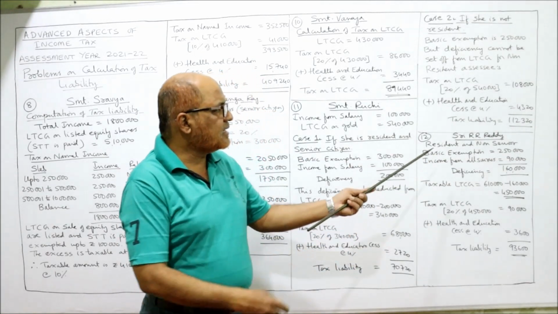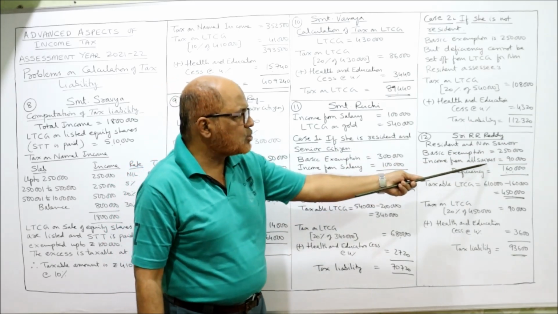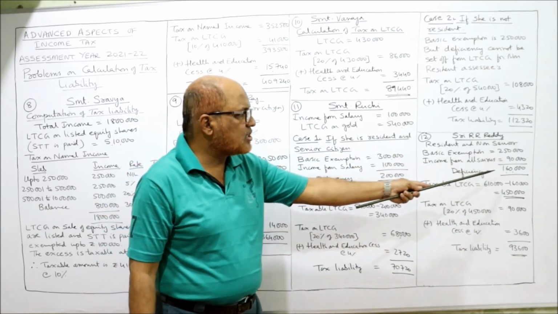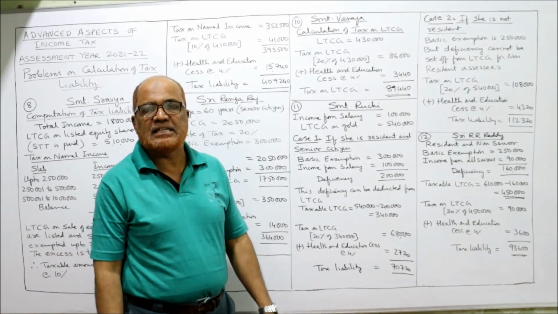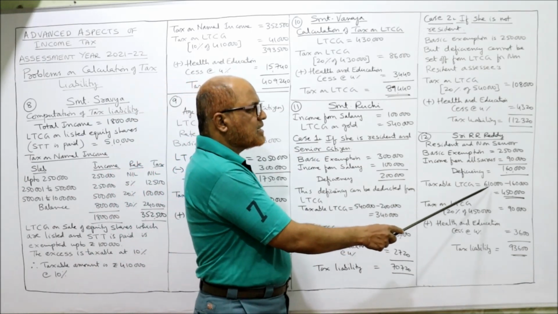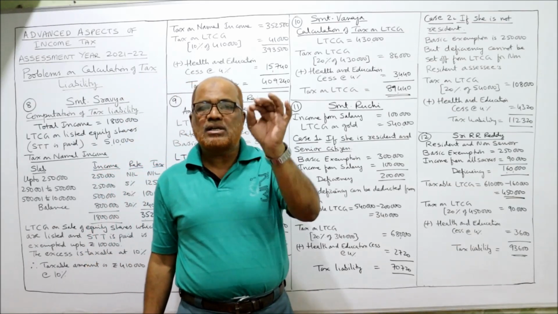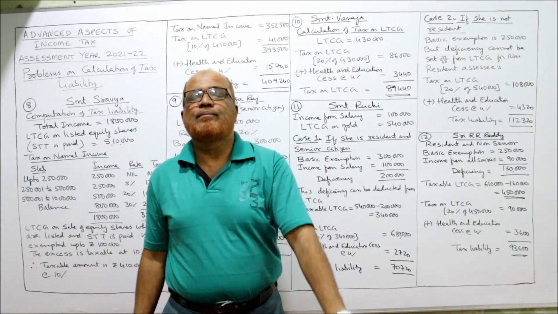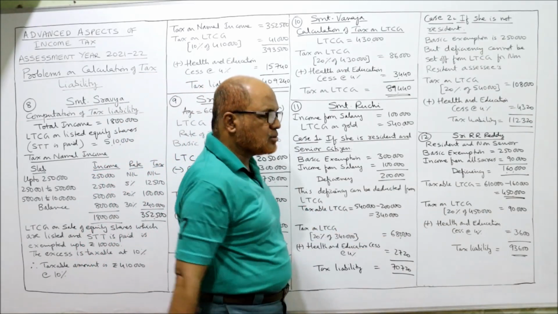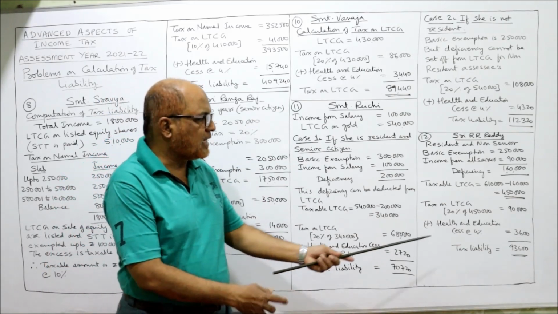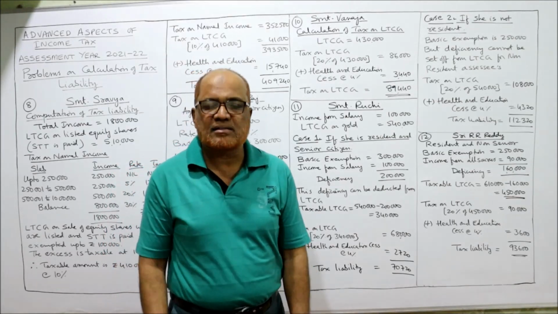Now see here, resident and non-senior, basic exemption 2,50,000, income from all sources is 90,000. So there is a deficiency of 1,60,000. This deficiency can be deducted from LTCG. So taxable LTCG 6,10,000 minus 1,60,000 is 4,50,000. So 4,50,000 is the taxable LTCG, on which the tax rate is 20%. So 20% of 4,50,000, 90,000. To this you add 4% health and education cess 3,600. So 93,600 is the tax liability.